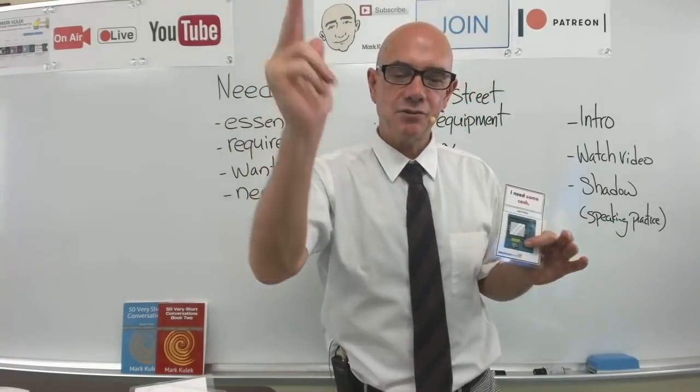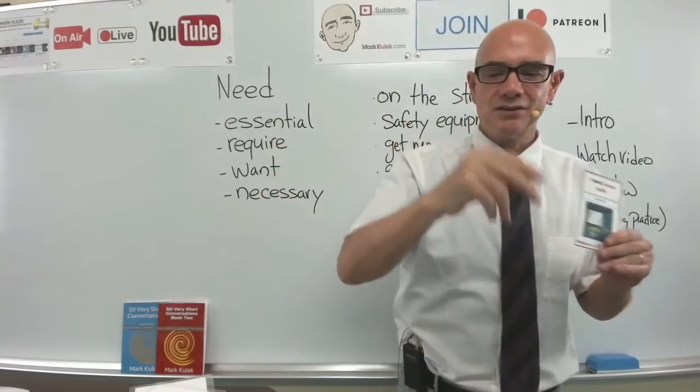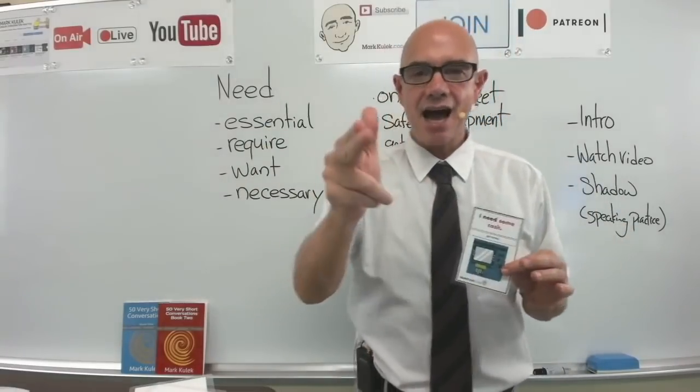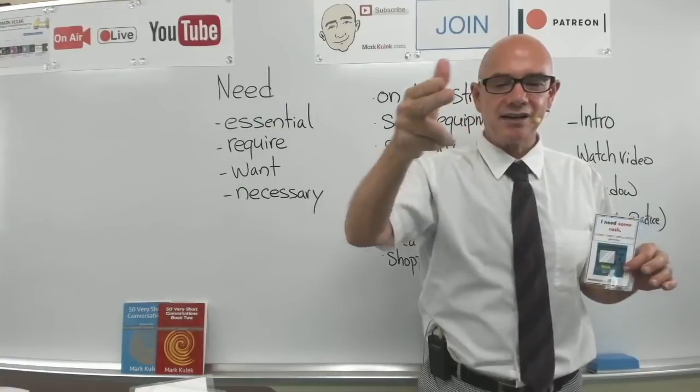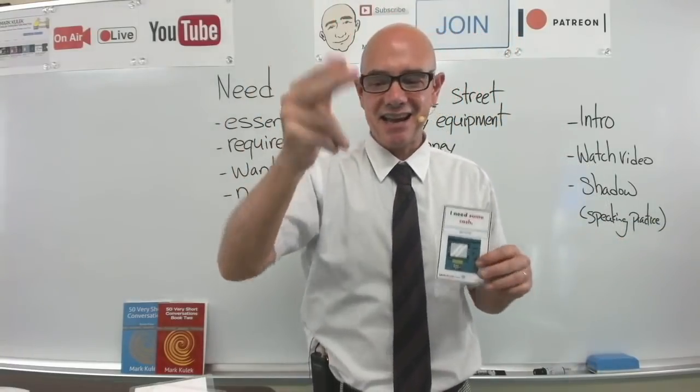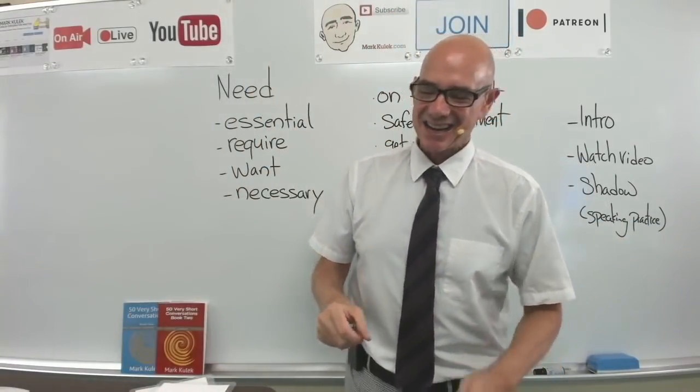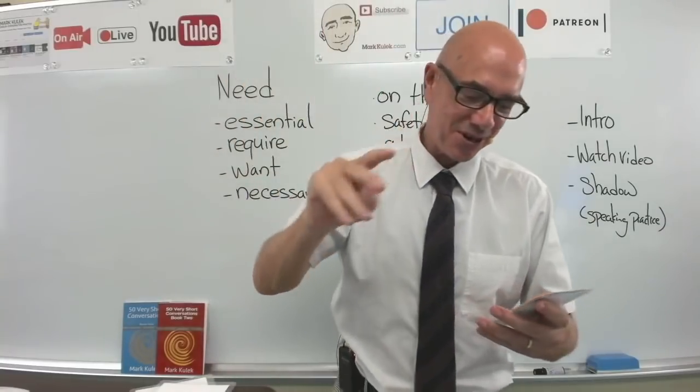I want to go to a restaurant. I want to have a meal. I need cash. It is essential. It is required. I want it. It is necessary. Okay, here we go. Card number four.